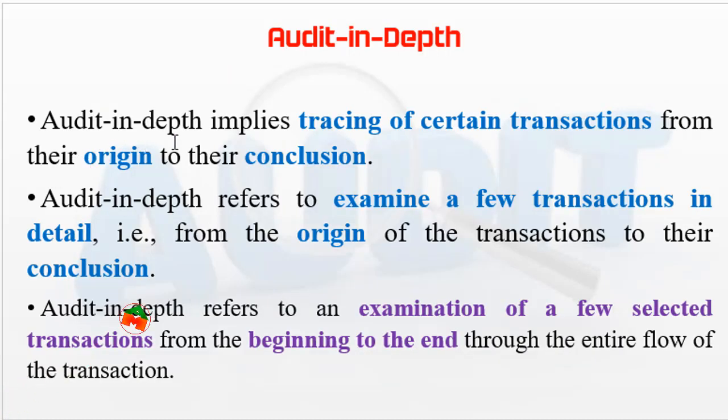Audit in depth implies tracing of certain transactions from their origin to their conclusion. I mean, you may select a few transactions and those selected transactions should be thoroughly checked from the origin to the conclusion. That means audit in depth refers to an examination of a few selected transactions from the beginning to end through the entire flow of the transaction.